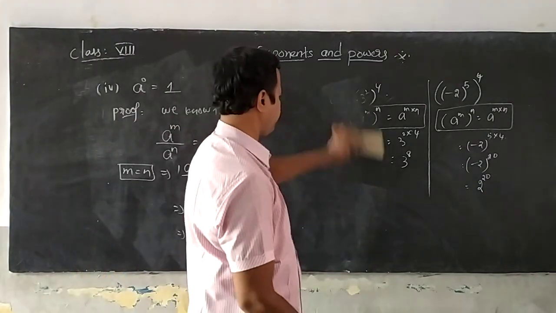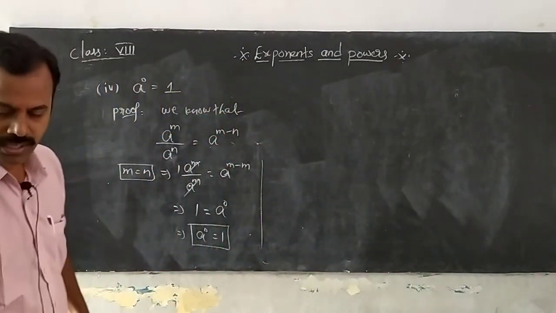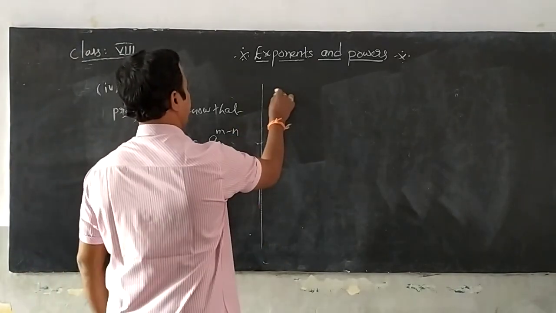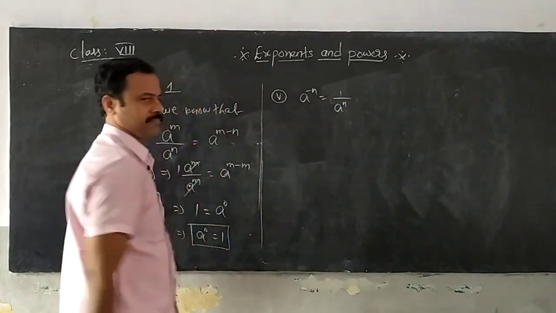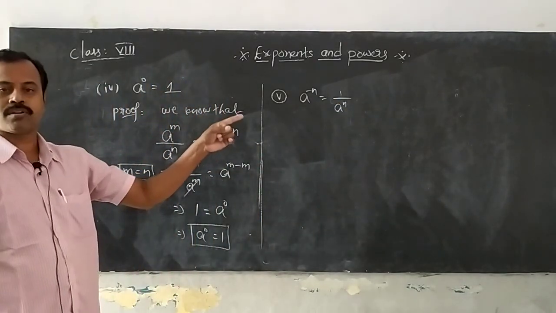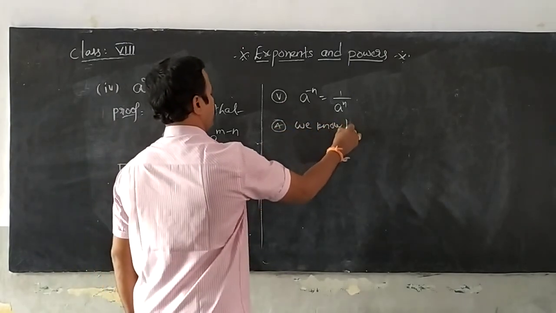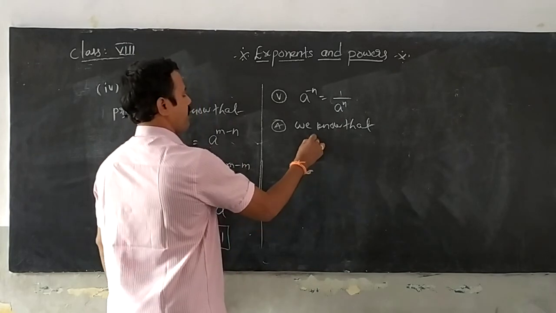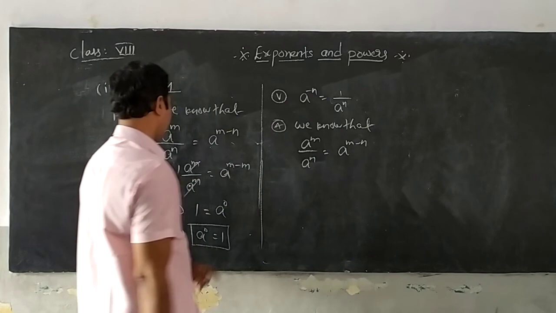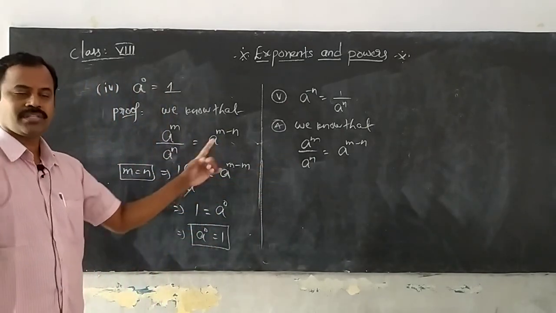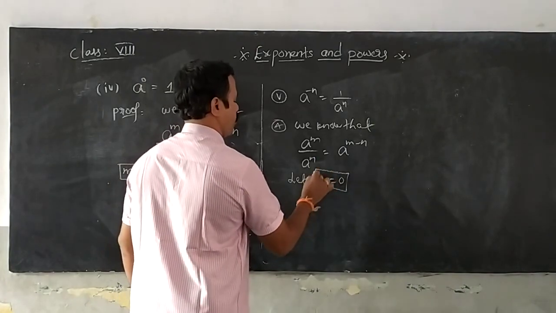Okay, right, very good. Using the same law, we go to another one, that is the fifth law. The fifth law is a power minus n is equal to 1 by a power n. A power minus n is equal to 1 by a power n. Now coming to the answer, we know that a power m by a power n is equal to a power m minus n. The same formula I have taken here. Now in this case, I take m is equal to 0. Let m is equal to 0.